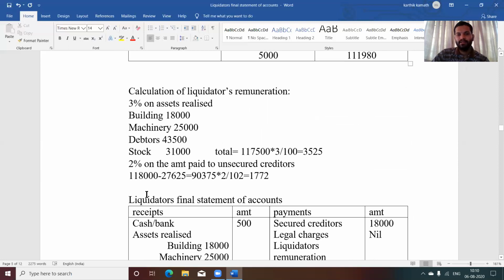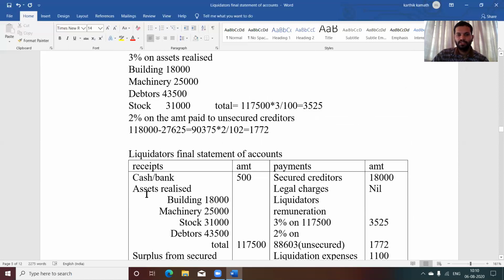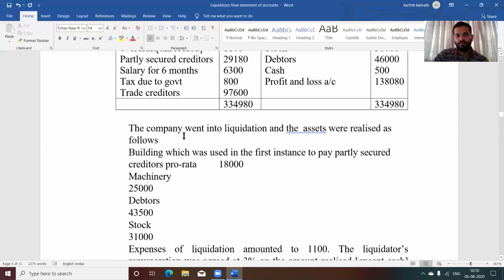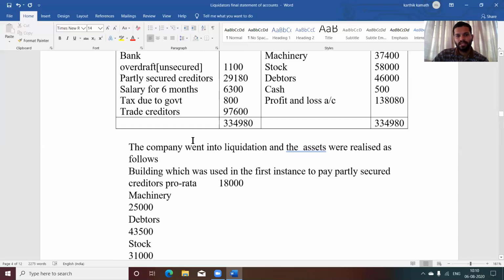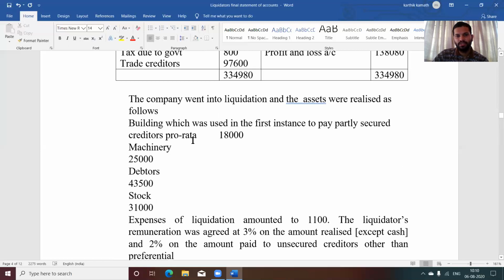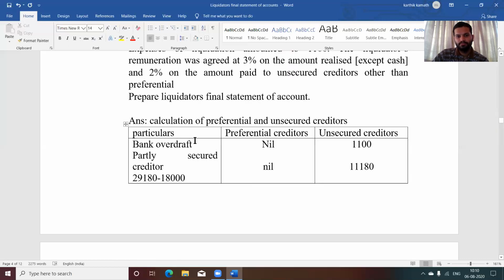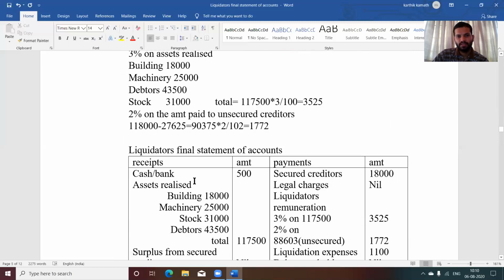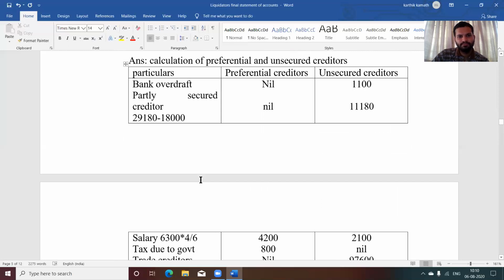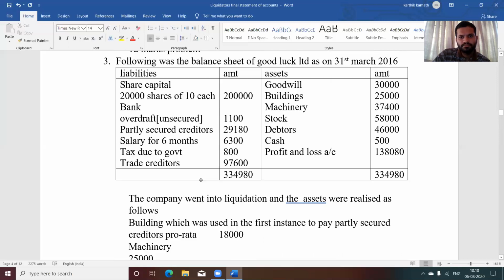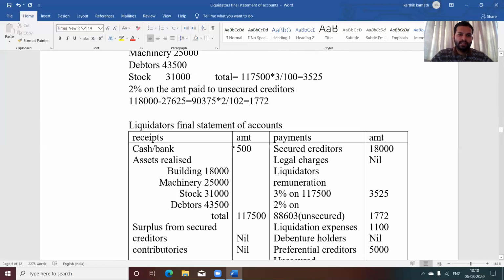Now you prepare the liquidator's final statement of account. So receipt side, first information, cash and bank. Cash and bank information is given in the problem. What is the cash and bank information? Just look at the problem once. Cash and bank is 500. Yes, cash and bank information is given in the problem on the asset side, that is 500. So write directly cash and bank 500.